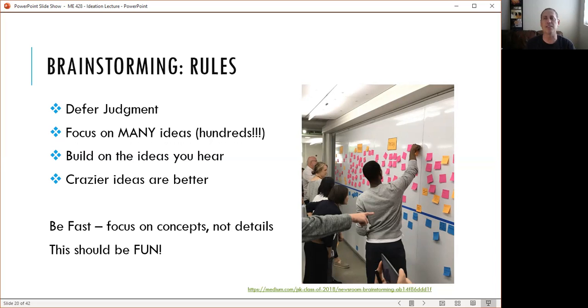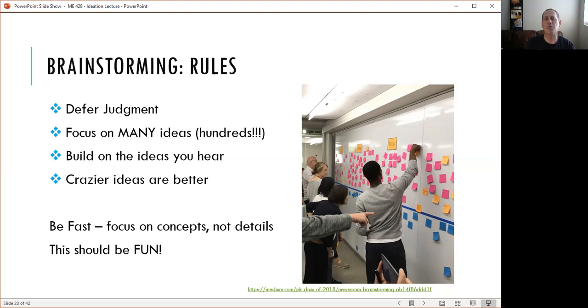Literally hundreds of ideas you want out of these sessions, because you can do it. It's easy to do if you get in the mindset. Third one, build on the ideas you hear. So you need to pay attention to the other ideas coming out in the session, and then immediately think, what can I do with that? Where could I take that? What else could that idea become?